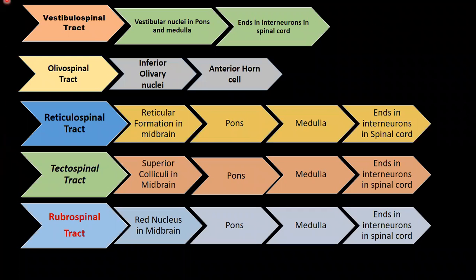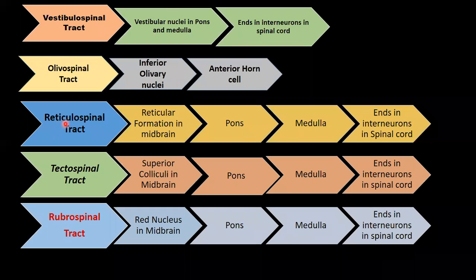This is the complete picture of what I've explained to you slide by slide. The vestibulospinal tract, as the name says, starts with the vestibular nuclei and ends in the interneurons of the spinal cord. Olivospinal, as the name suggests, starts in the inferior olivary nuclei and ends in the anterior horn cell.